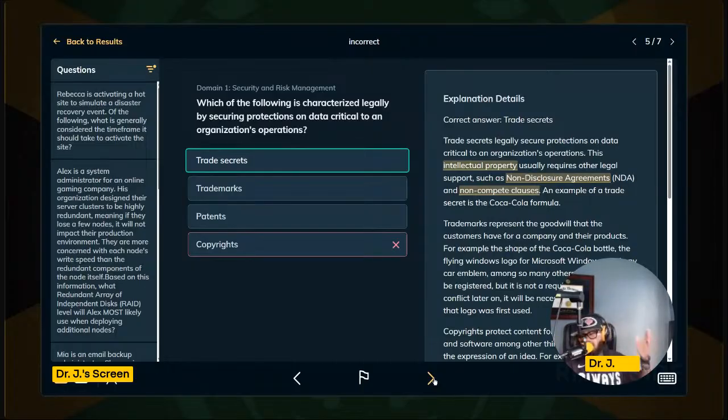Trade secrets again. If you get a recipe like KFC, Coca Cola, Pepsi, whatever, if that gets out, the company's done.